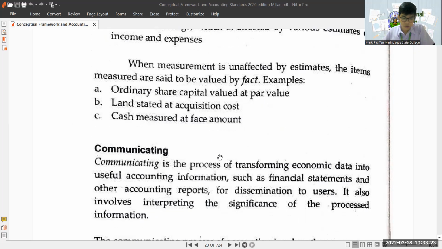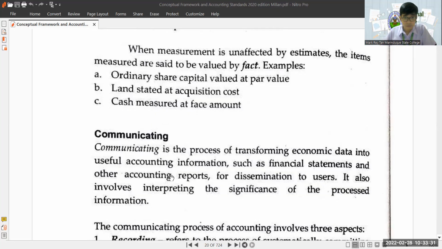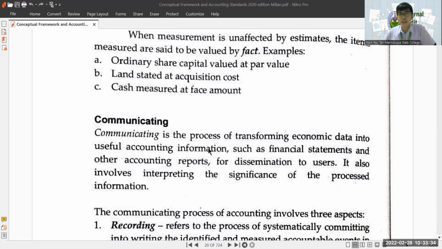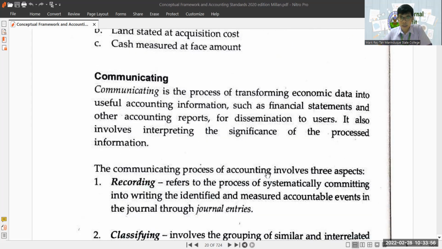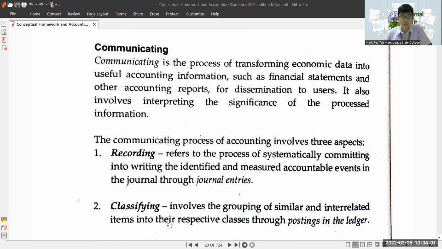Okay. So let's go to the last activity in the definition of accounting, which is communicating. It is the process of transforming economic data into useful accounting information such as FS and other accounting reports for dissemination to users. It also involves interpreting the significance of the processed information. Communicating involves three aspects: the recording, the classifying, and summarizing.